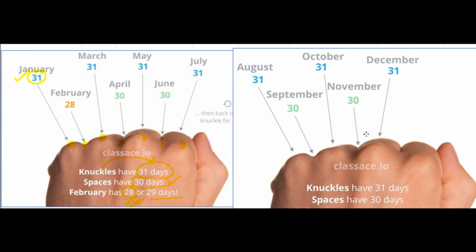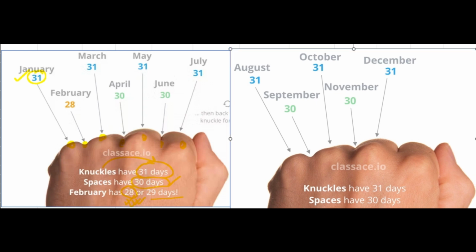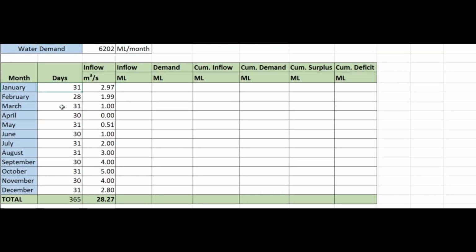And again we come here. So for August, we go back to this knuckle, and it will be August, 31 days, because it is in the knuckle. And then September, it will be 30 days, because it is in the gap, space. And October in the knuckle, 31 days. November in the space, 30 days. And December in the knuckle, 31 days. This is the trick to remember, to find out the number of days in a particular month. So we enter these values here, 31 days, 28, 31, similarly.